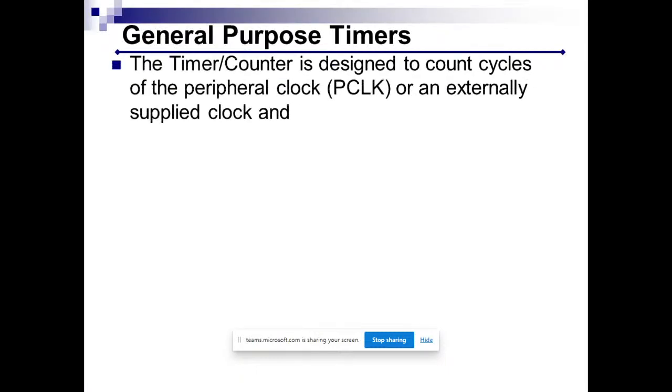So in ARM we have general purpose timers available, and basically all of you know the purpose of a timer, right? Timers and counters are designed to count cycles of the peripheral clock. Sometimes we are interested in counting the internal clock, and sometimes we want to use our ARM processor as an object counter. In that case we need to count an externally supplied clock.